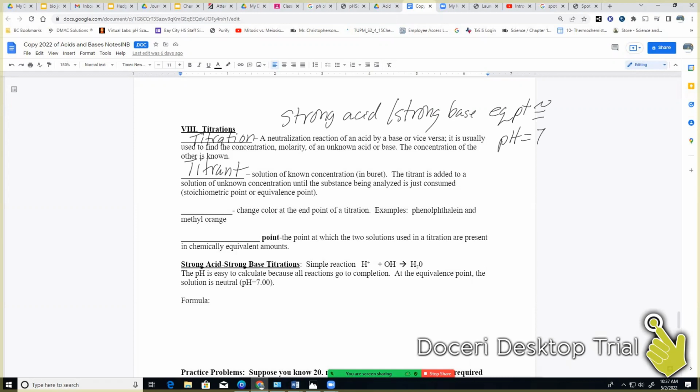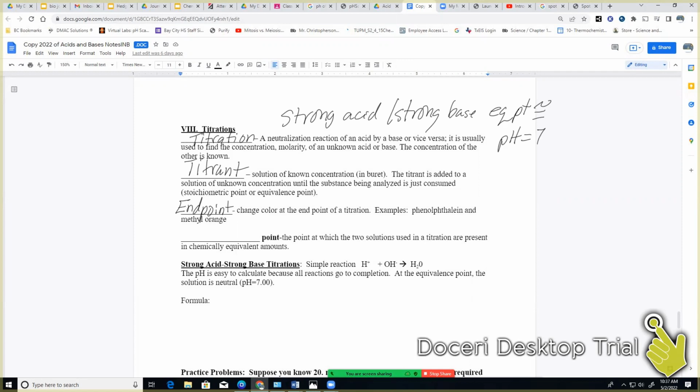If you throw something in that's weak, like a strong base with a weak acid, then the pH when it hits the equivalence point is not going to be right at 7. It's going to be a little higher or a little lower. So what we use to mark the equivalence point is an indicator, and that gives us a color change. So an endpoint is a color change at the endpoint of the titration. And examples are phenolphthalein and methyl orange.